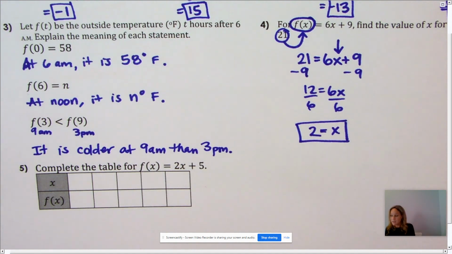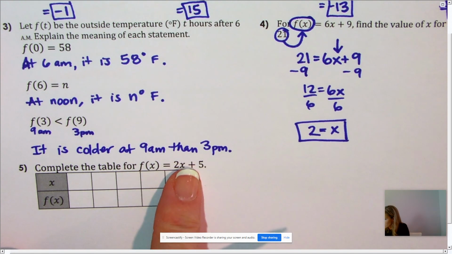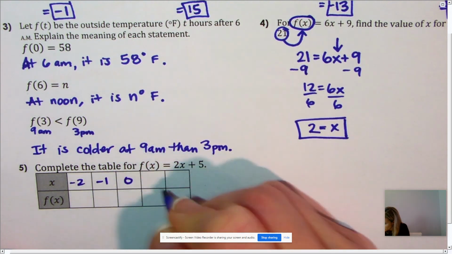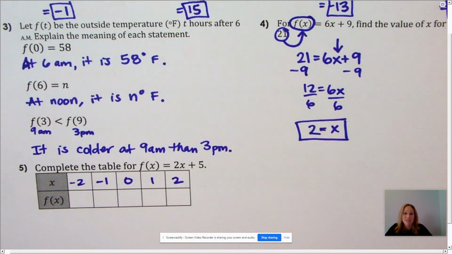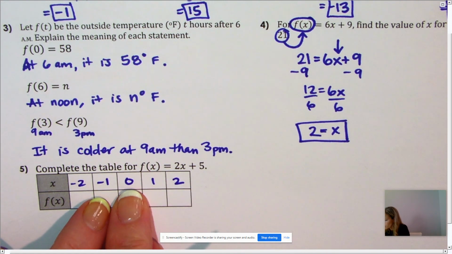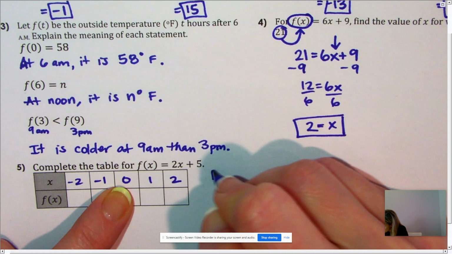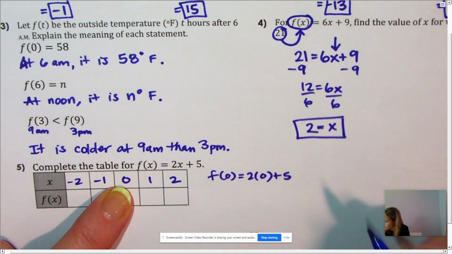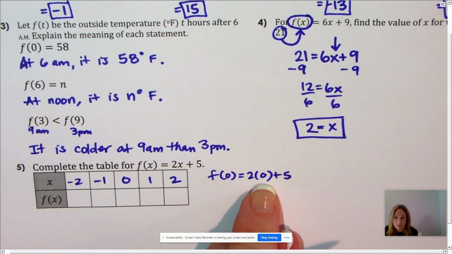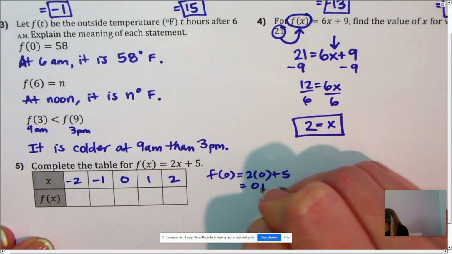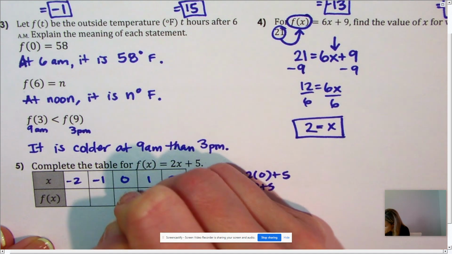Okay, promise. So complete the table for this function. I'm going to plug in -2, -1, 0, 1, and 2, but I'm going to start with the easiest ones. I'm going to start by plugging in 0. So f of 0 would be 2 times 0 plus 5. Well, 2 times 0, that's just 0. 0 plus 5 is equal to 5. So I'm going to put that right there.